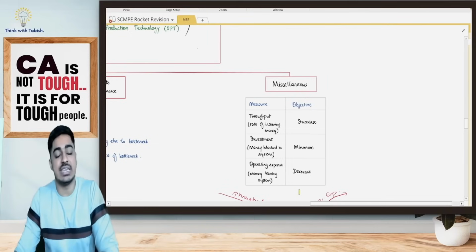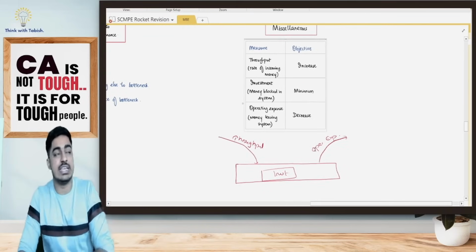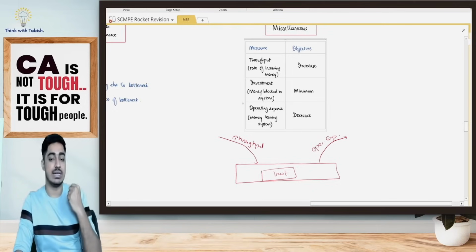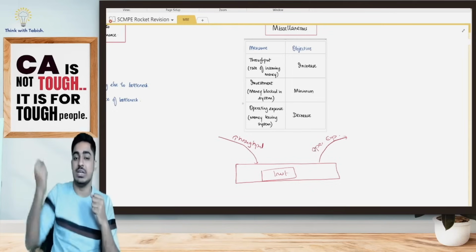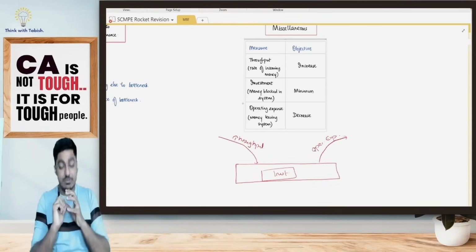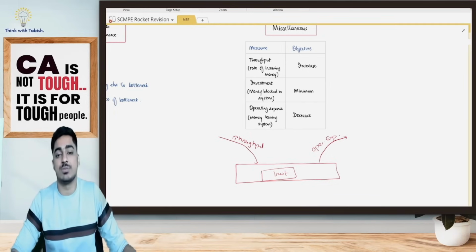Next, miscellaneous areas, measures of TOC. Throughput is the rate of incoming money. It should be increased. Operating expense is the money which is leaving the system, which should be decreased. And investment is the money which is blocked in the system. It should be minimum. With this, we finish the concept of TOC.